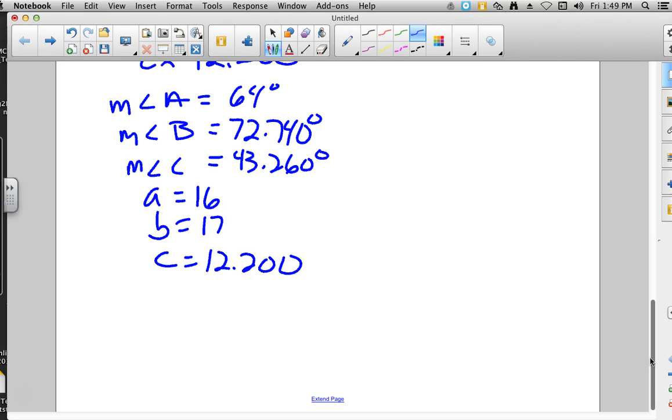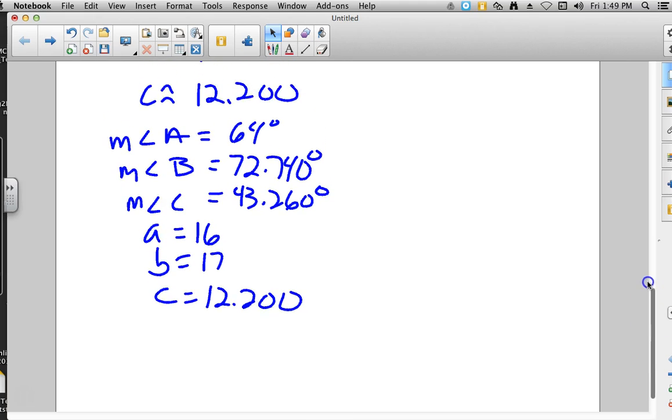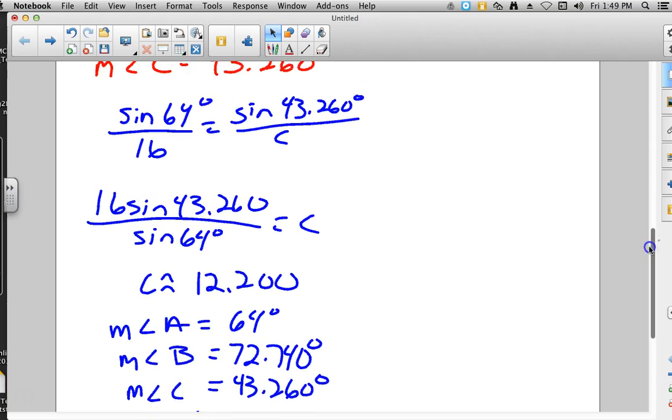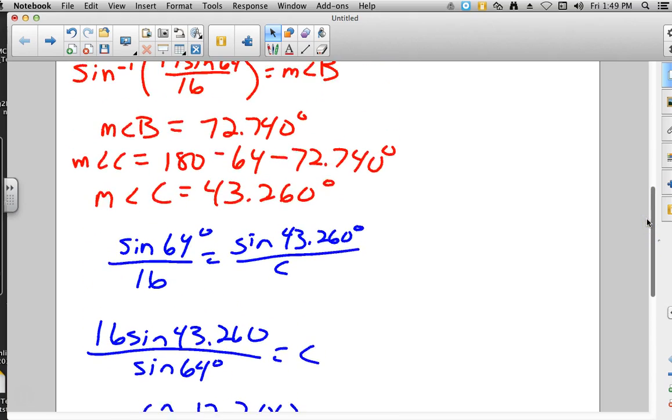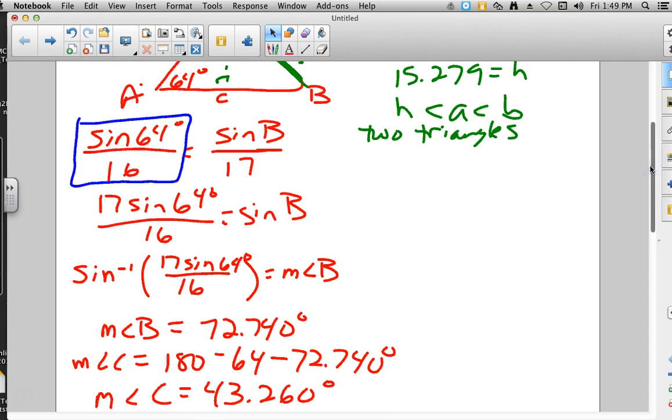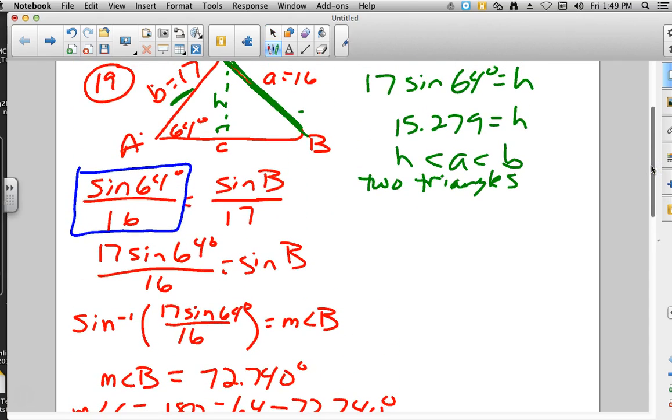So 12.200. That's just triangle number 1. Because what we have to go back and do is envision a triangle where, again, our side lengths have stayed the same, but it did actually rotate. So let me go ahead and show you what I'm talking about here.